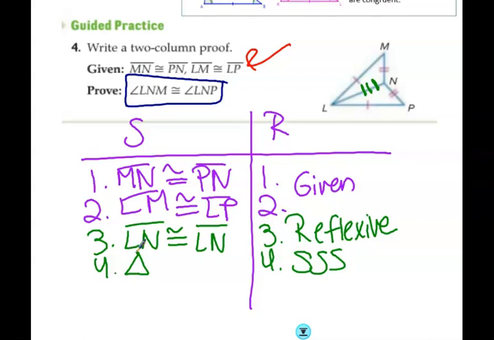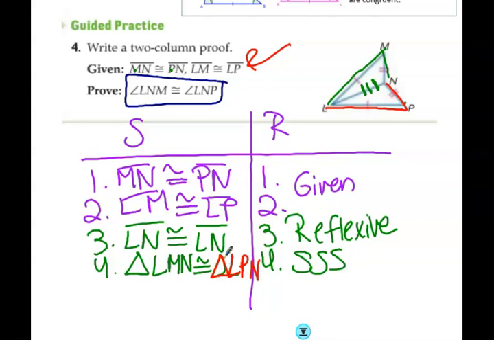So triangle LMN is congruent to what triangle? So what does L go with? Okay, well, L goes with L. And what does M go with? Well, M goes with P because it's LMN. So then the other one will be LPN. Okay, so LPN will be the other one. All right, so being careful about my order.